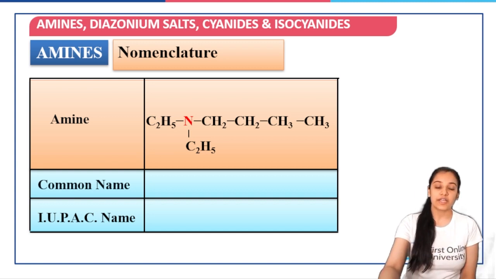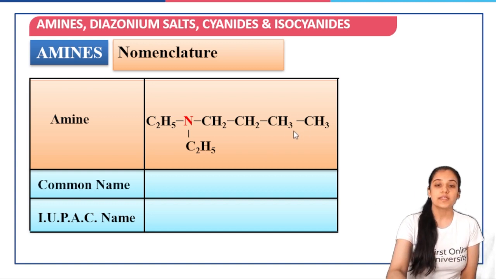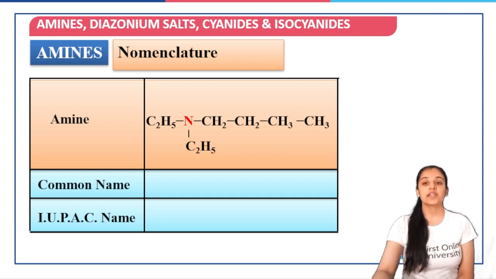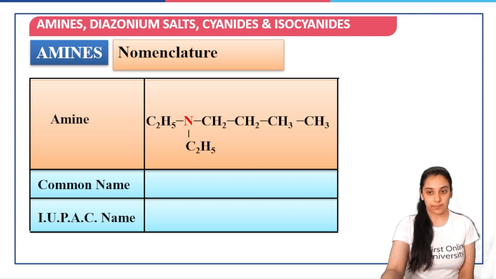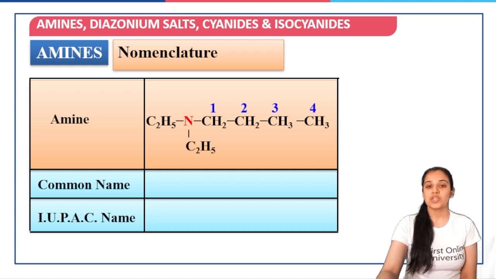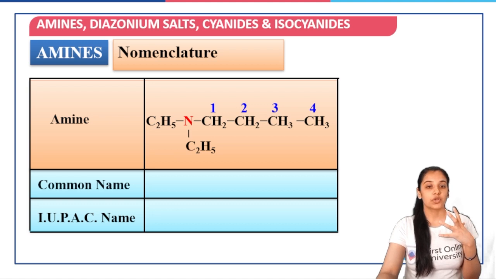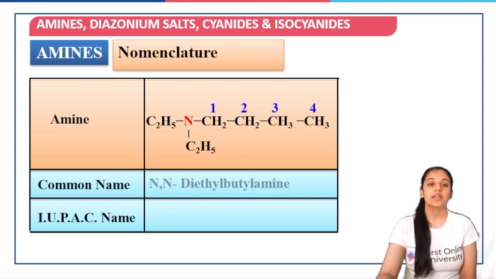The next one is C2H5, N, C2H5, CH2, CH2, CH3... Okay, that's a correction here. So here it should be CH2 only. Again, you have to identify the longest carbon chain, which is going to be the parent chain, and we are going to treat all the other groups as substituents. The longest carbon chain is the one which contains these four carbon atoms. So butanamine is going to be the parent chain.